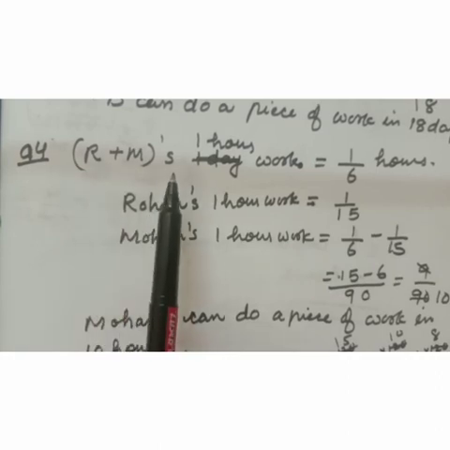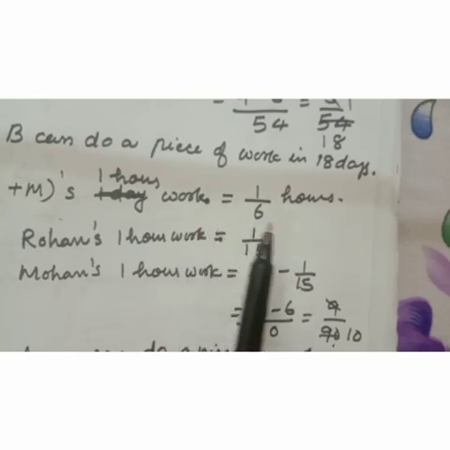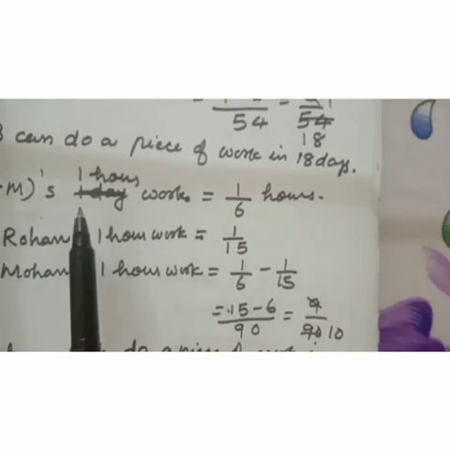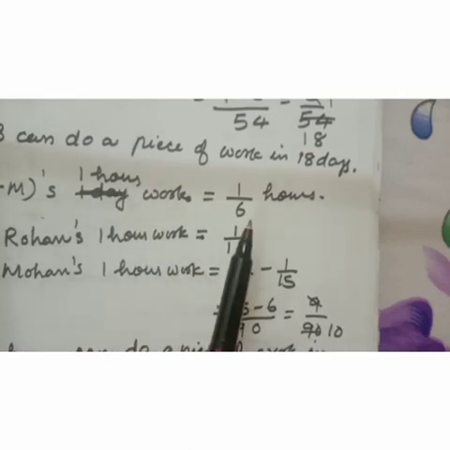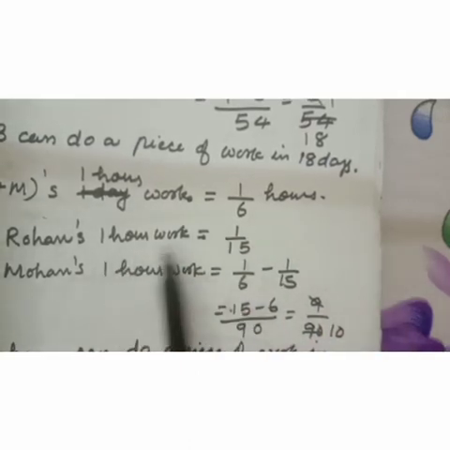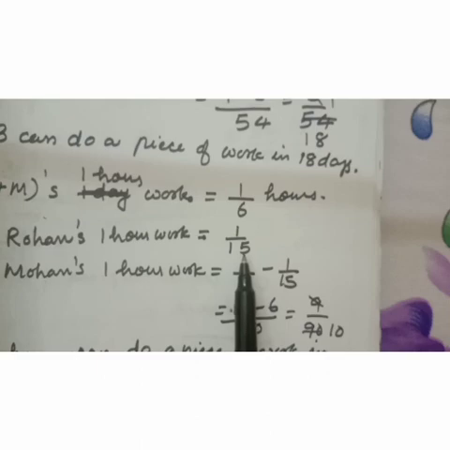Next question number 4. Two persons, Rohan and Mohan. Rohan and Mohan together they will complete one work in 6 hours. Then we want to know 1 hour work. 1 hour work is 1 by 6. Rohan alone needs 15 hours for one work. So 1 hour work is 1 by 15.